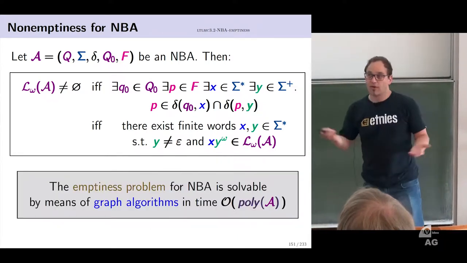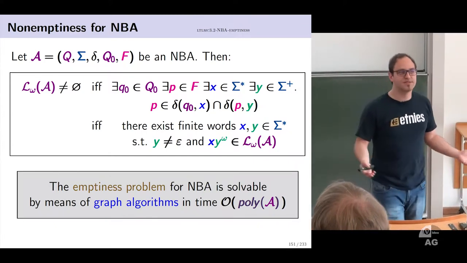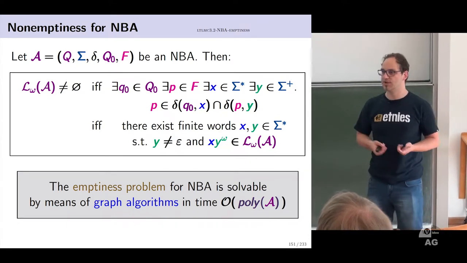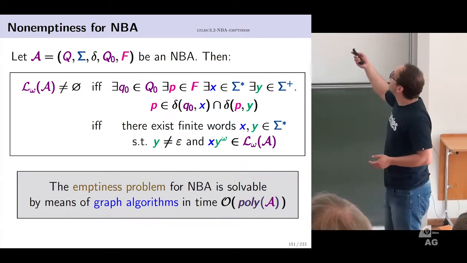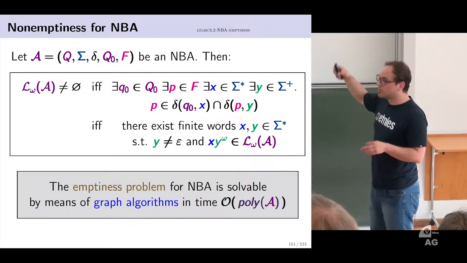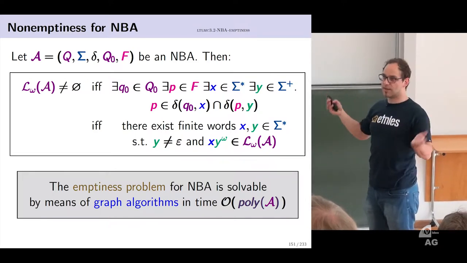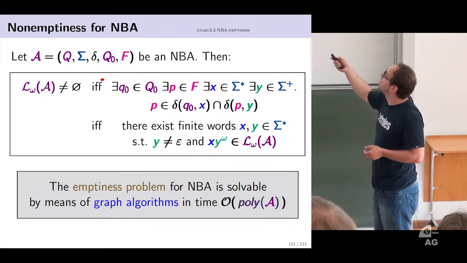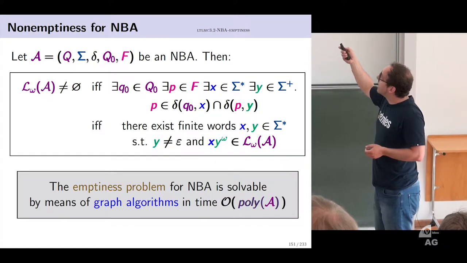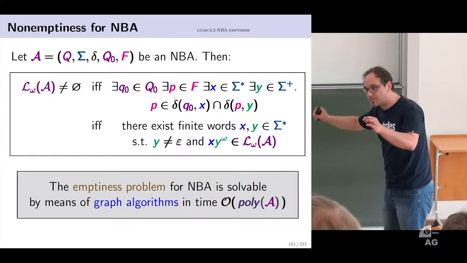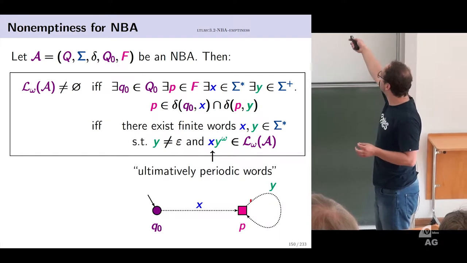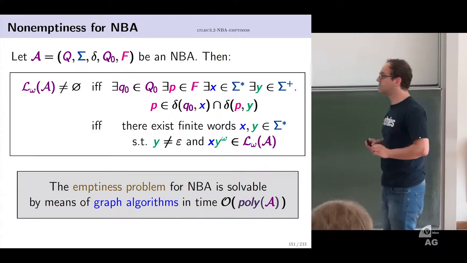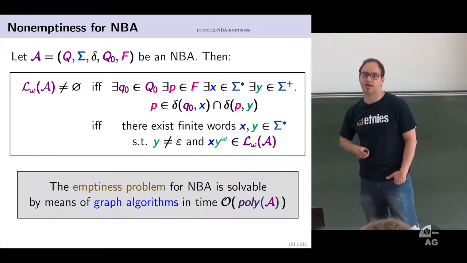Okay, and now this theorem directly gives you an algorithmic way to check whether the language accepted by a non-deterministic Büchi automaton is empty. Why? Because you can essentially do some graph search, say a depth-first search, from the initial states, if there are some, to find some accepting state that is basically on a cycle, right? That looks like this picture. So by graph searches, you can decide the emptiness problem for non-deterministic Büchi automata in polynomial time.